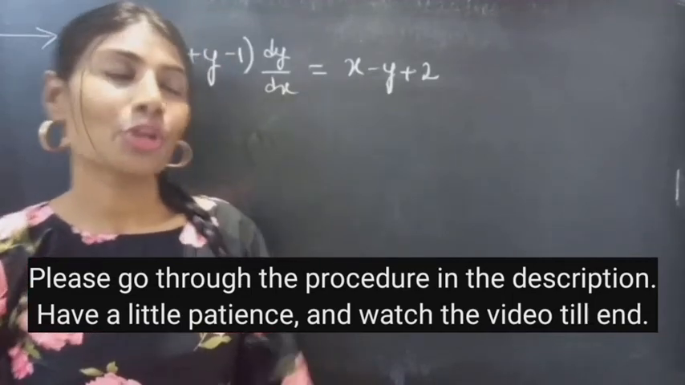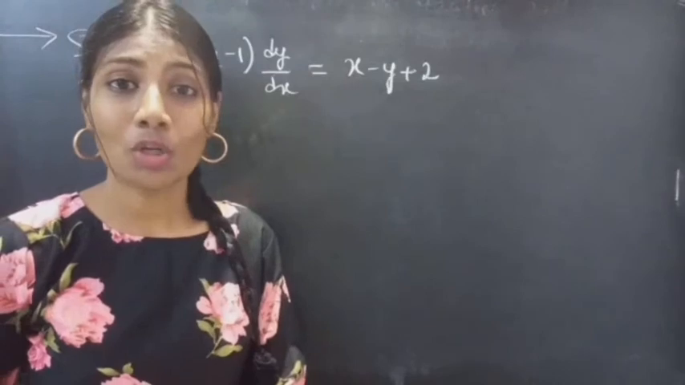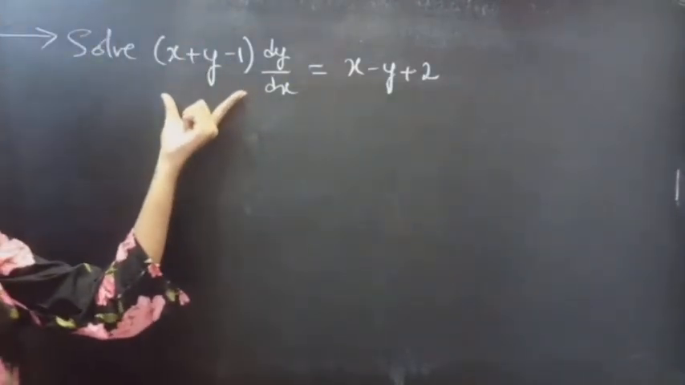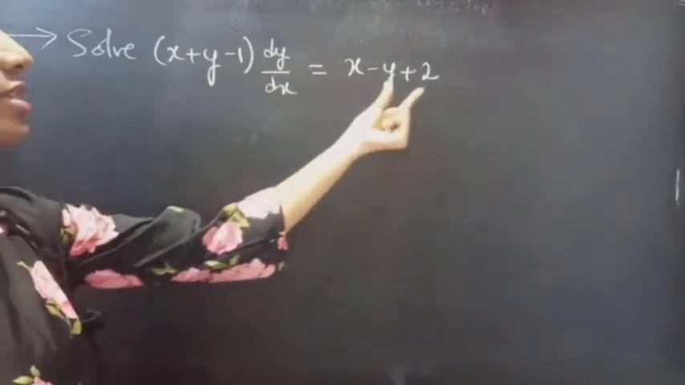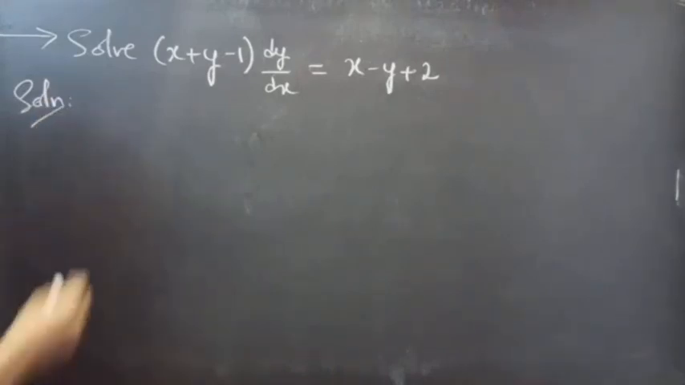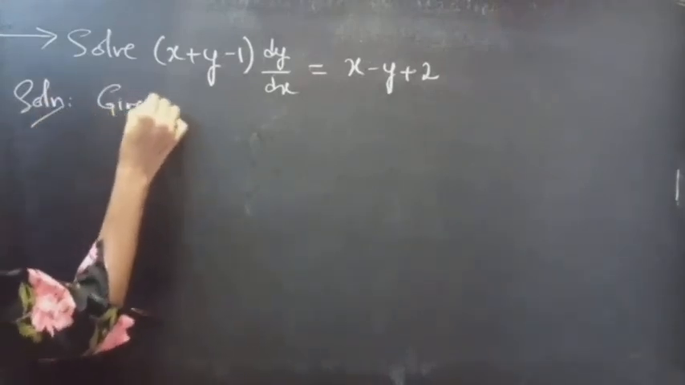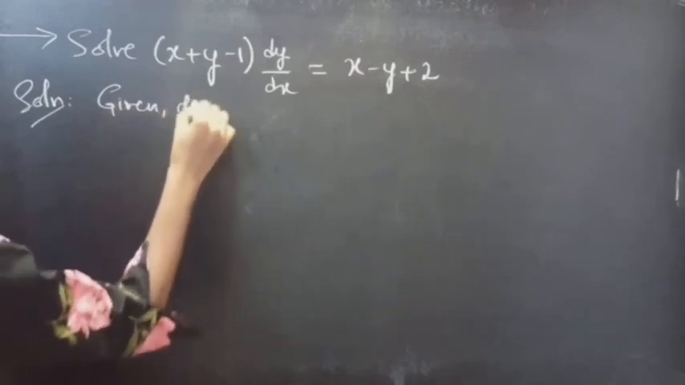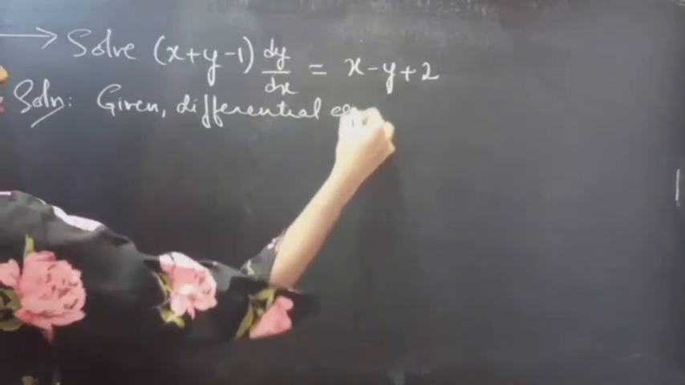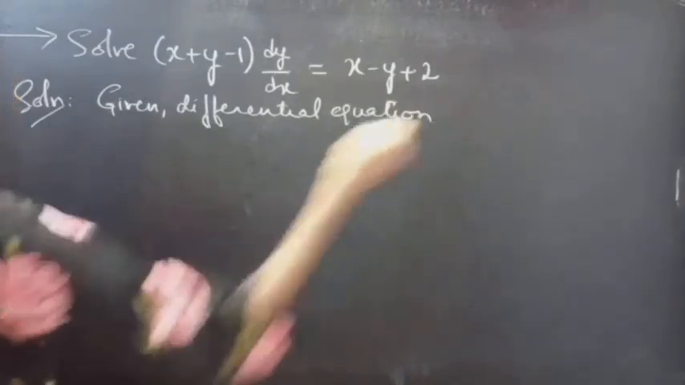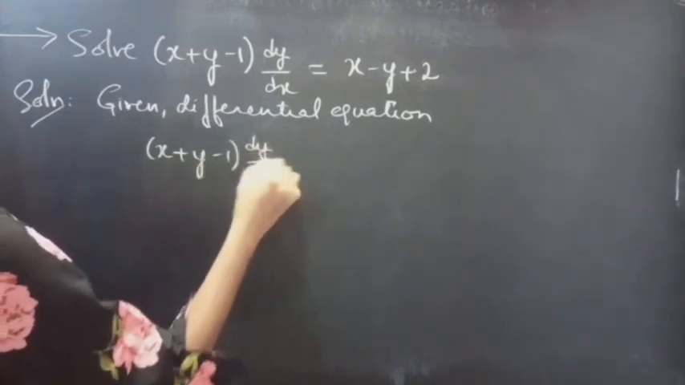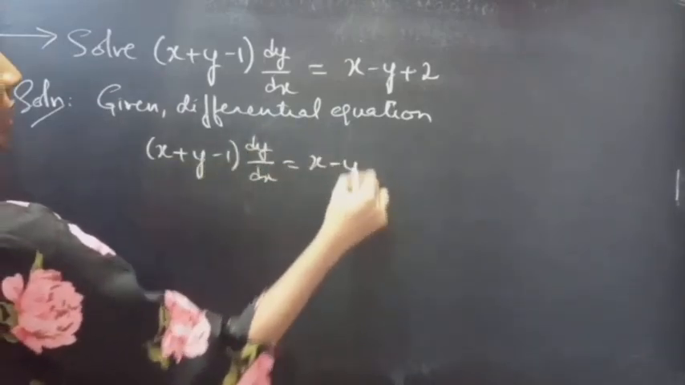In this video, we are going to solve a given differential equation which is non-homogeneous. So let's get going. Problem: solve (x + y - 1) dy/dx = x - y + 2. Solution: given differential equation, (x + y - 1) dy/dx = x - y + 2.